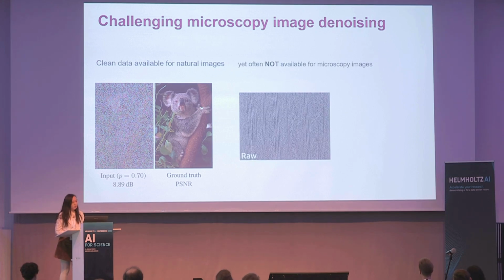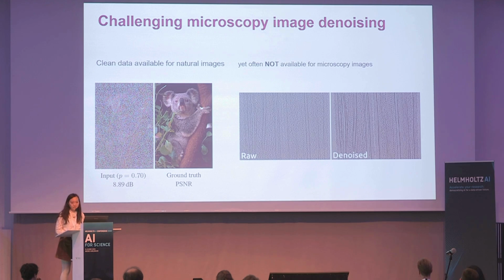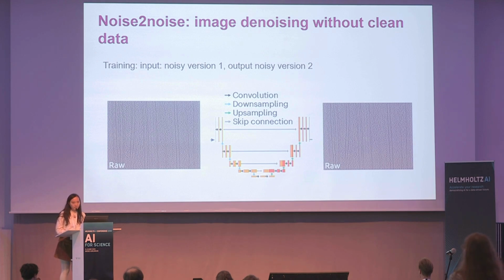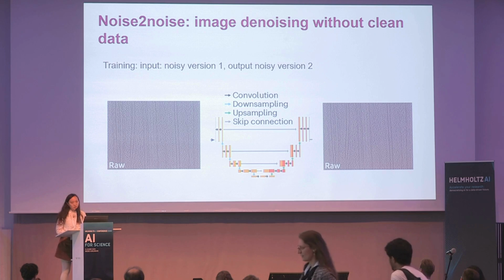But for microscope images, the trouble is that you usually don't have this clean data, because the hardware setting is already the cutting-edge setting. You couldn't use a better camera anymore, and it's already at the optical diffraction limit, so you couldn't go further. So you always have a lot of noise. How do you get from this to this? It sounds kind of magic. That's because there is a family of algorithms called noise-to-noise training, which is image denoising without clean data.